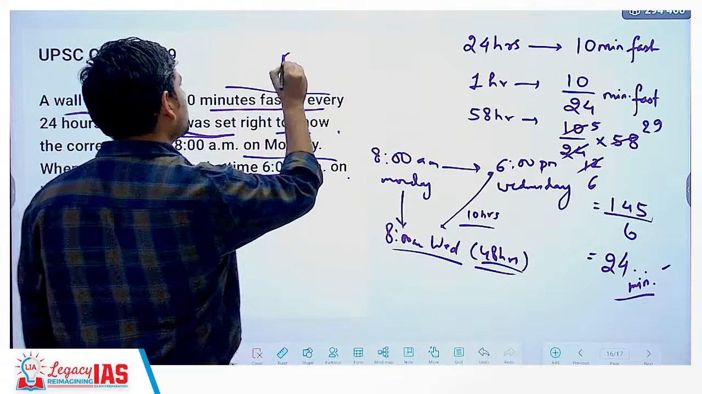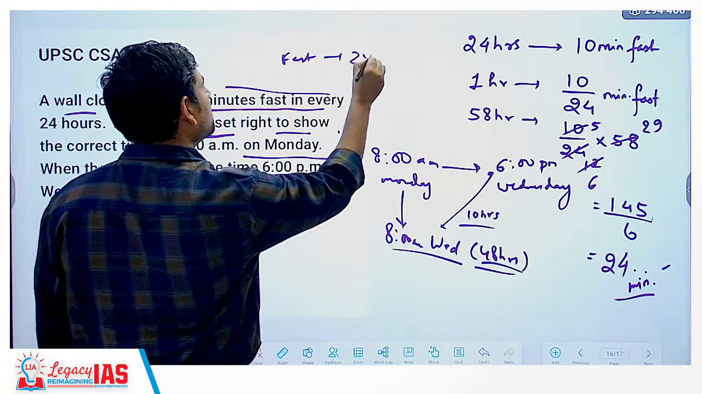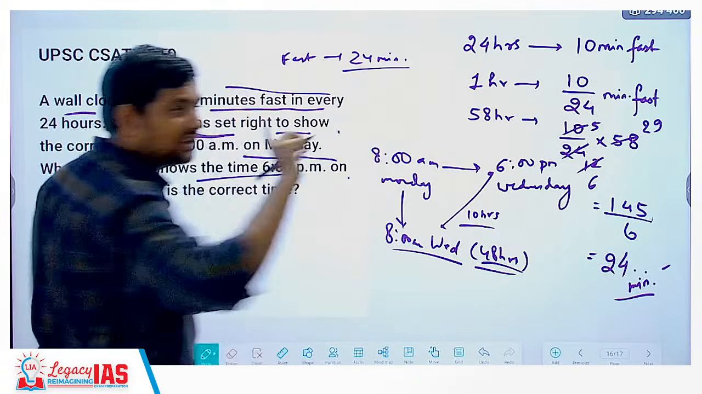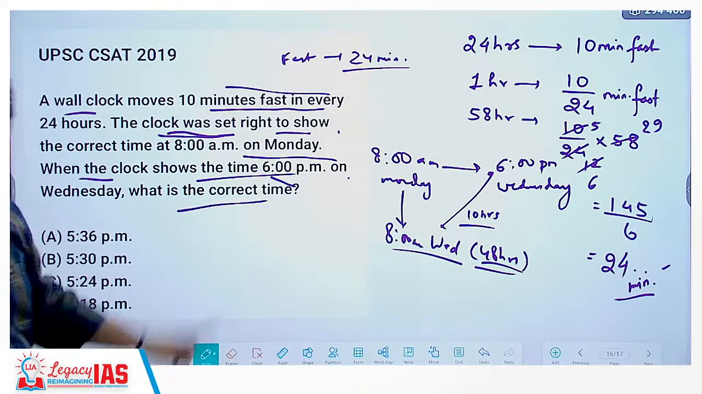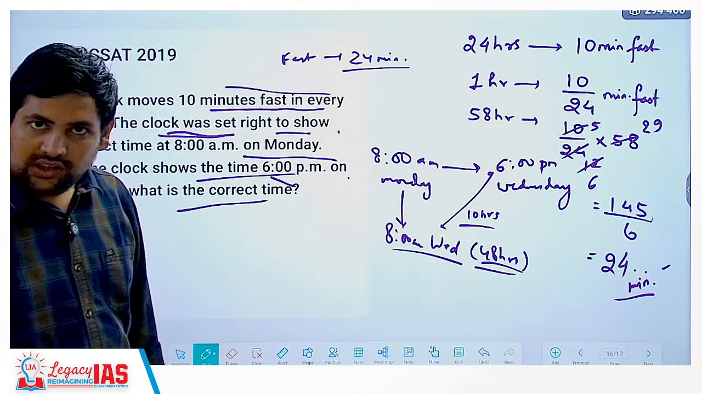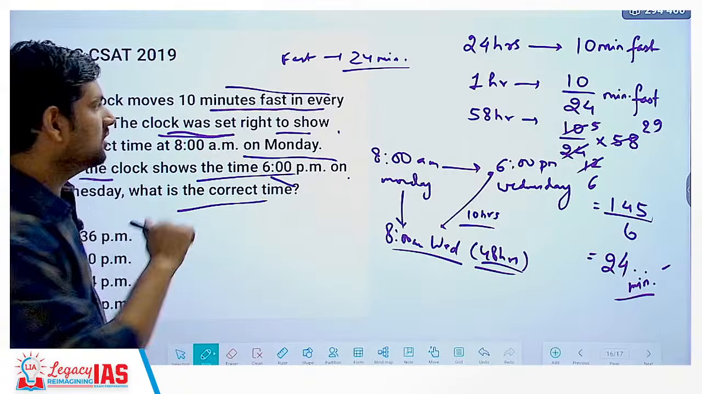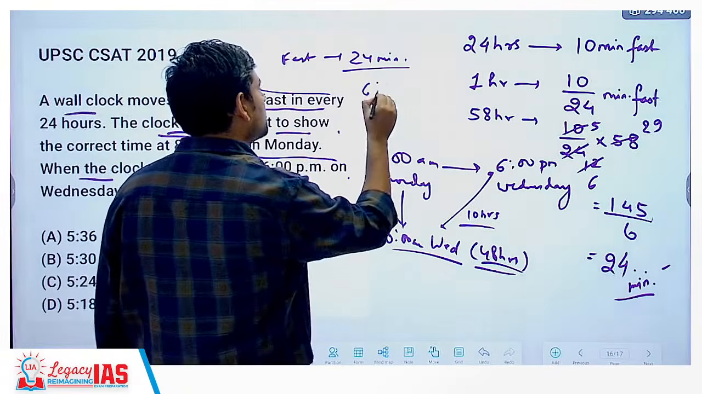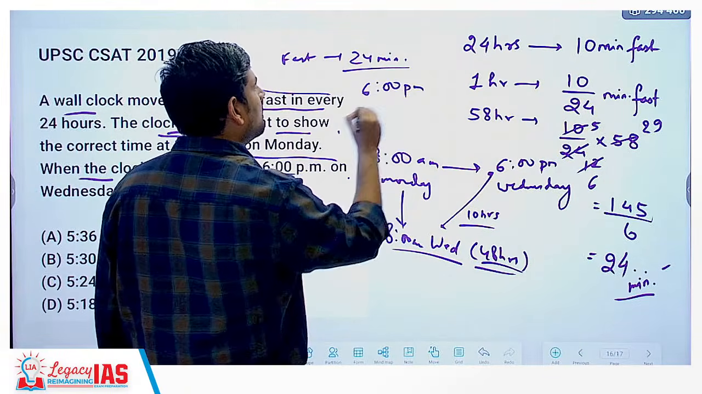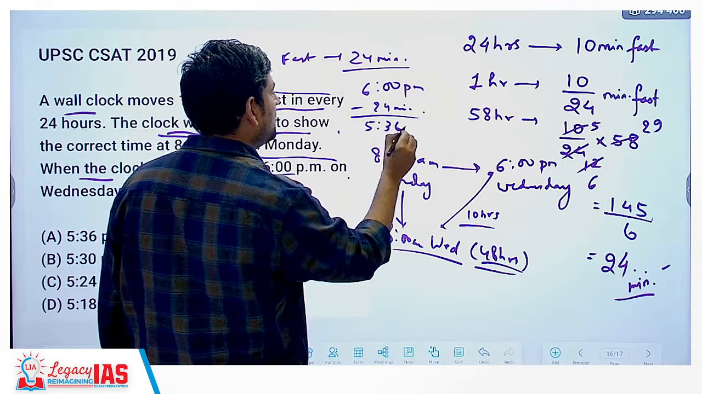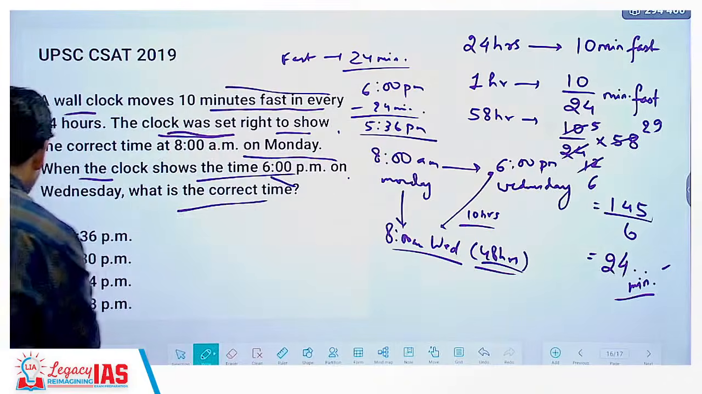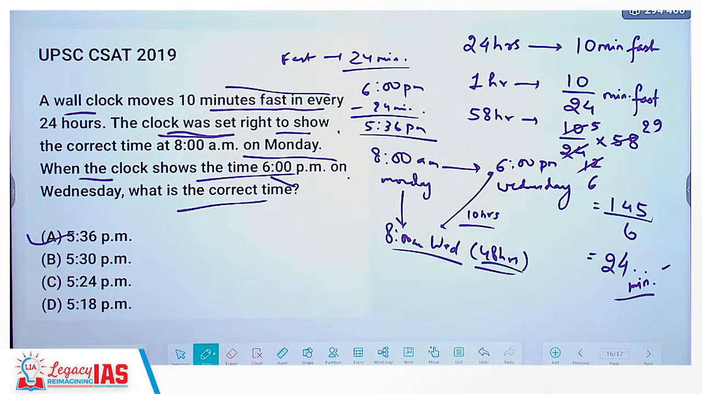So now, how fast is this? It is 24 minutes fast. Correct? So now, if this clock is showing 6 p.m., what is the correct time? So this clock is again fast, so the correct time will be something less. So I'll have to subtract. So I subtract 6 p.m. minus 24 minutes. Answer becomes 5:36 p.m. Answer is A. Understood? Very simple method.